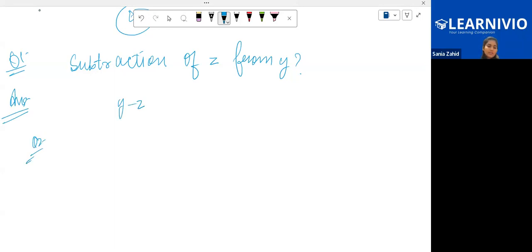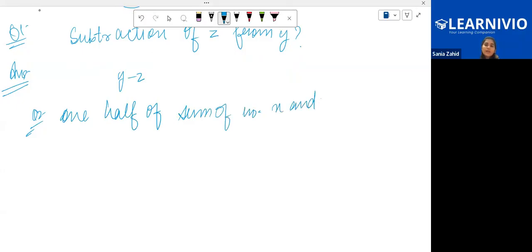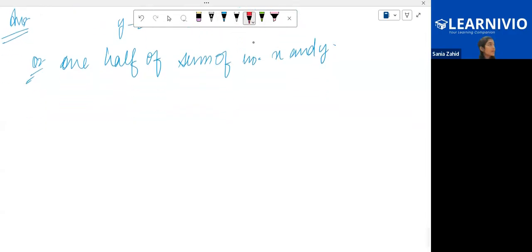Good. Then next you have 1/2 of the sum of numbers x and y. So here, first of all, you have to do the sum of numbers. The sum of numbers x and y is x plus y, right? Yes. x plus y. And 1/2 means dividing the entire thing by 2. Understood? Yes.